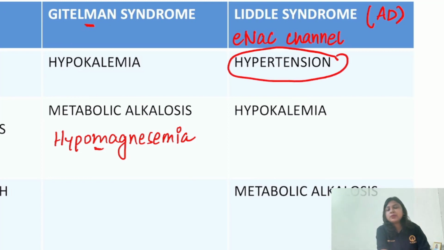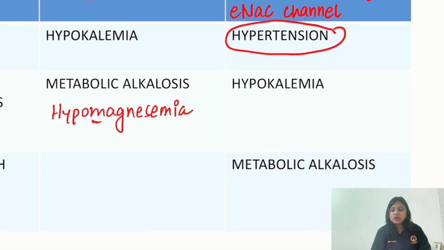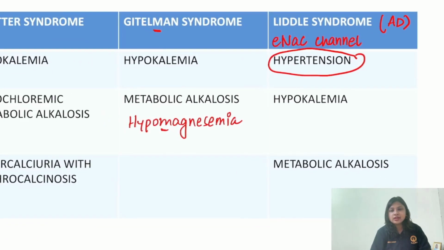So for tubulopathy presenting with hypertension, we have got two tubulopathies. One is Gordon syndrome and number 2 is Liddle syndrome. Why do you need to remember this? If you see in the questions hypokalemia, metabolic alkalosis with hypertension, tubulopathy, the answer will be Liddle syndrome. It is associated with the ENaC channel and is autosomal dominant. So you need to remember only these 3 points regarding Liddle syndrome.